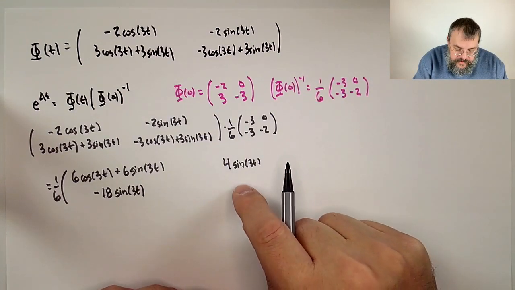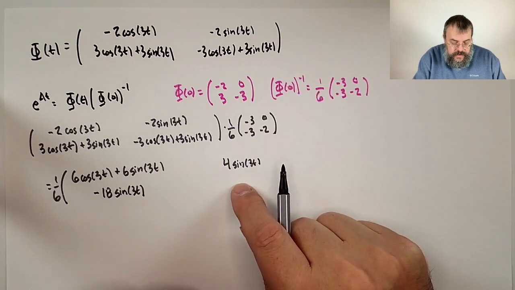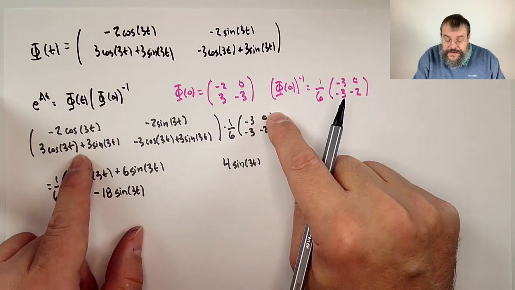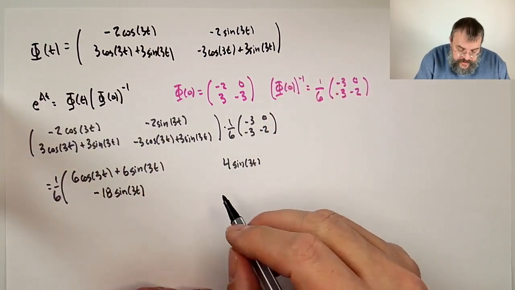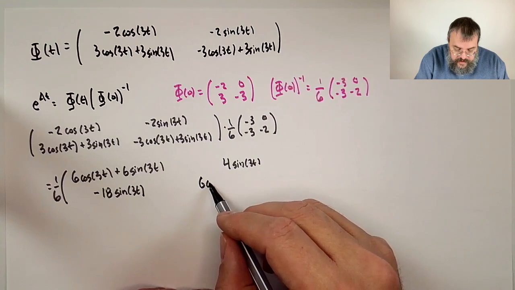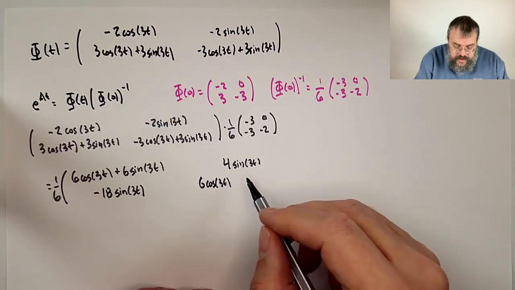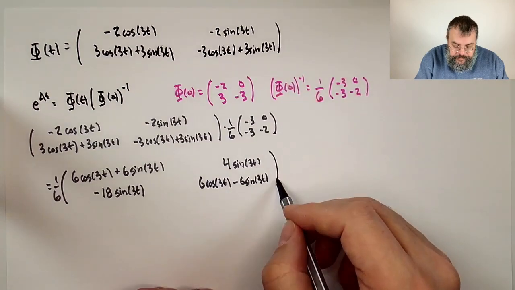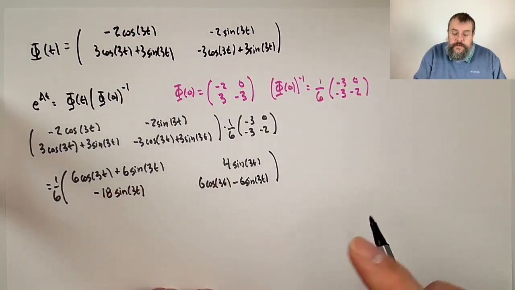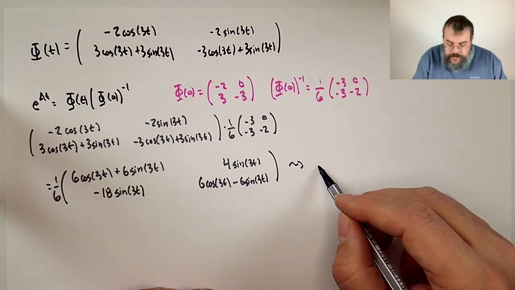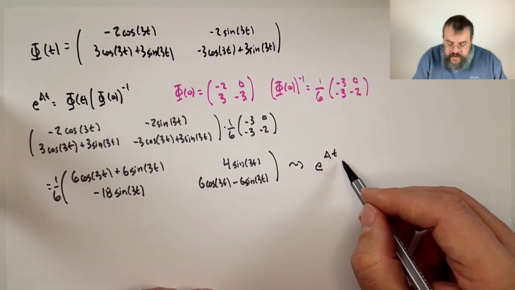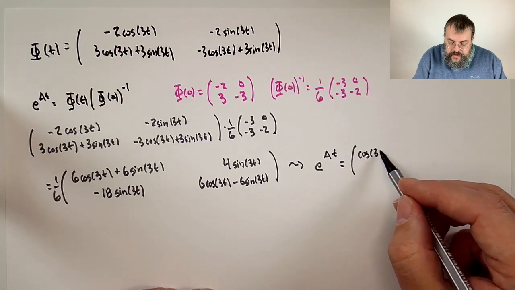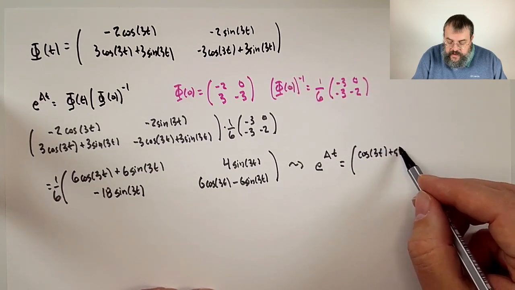Now, the last corner. Well, 0 times that, 0, and -2. So we end up with 6 cosine 3t -6 sine 3t. Well, we can multiply the 1/6 through, and we come to our conclusion that e to the At is equal to, well, cosine 3t plus sine of 3t.